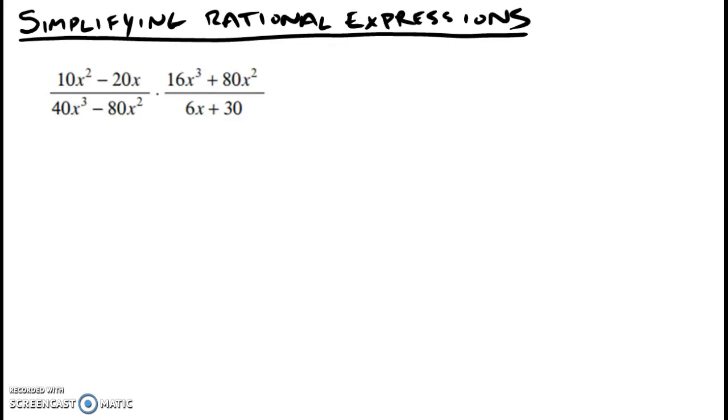We're going to simplify these rational expressions. And what we're going to do is, remember, the factored form is always the simplest form, and we're going to cancel what we can to make these as simplified as possible.